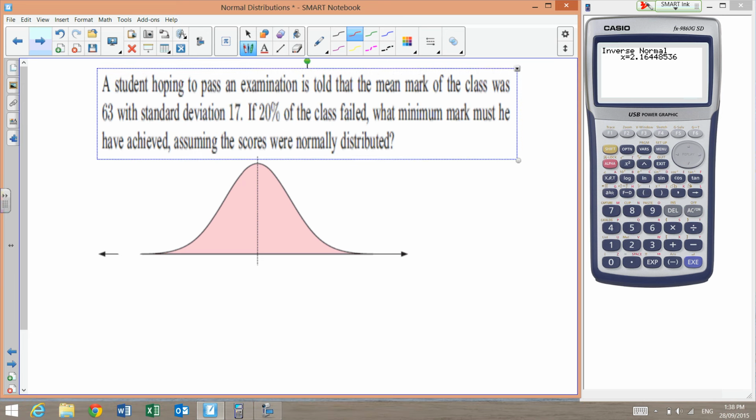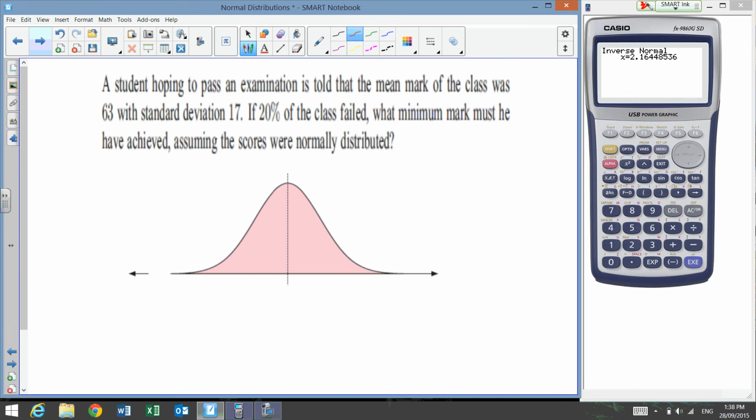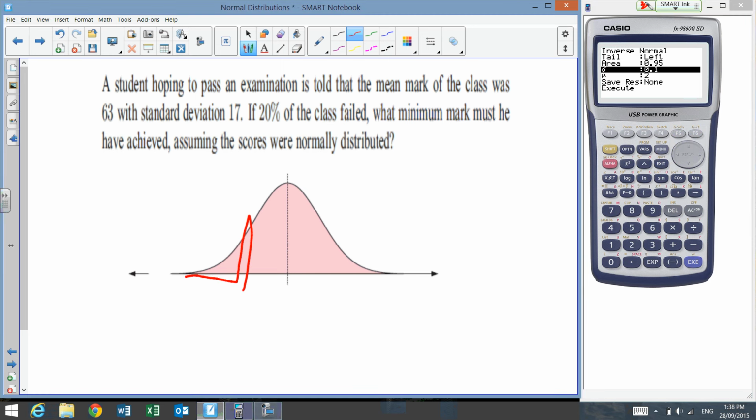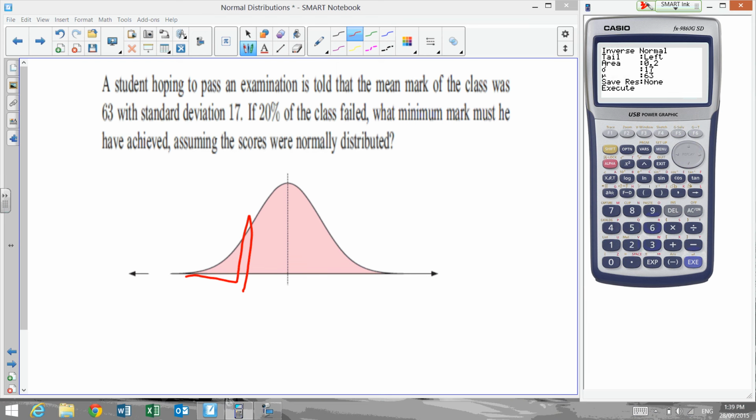And again, another example, a student hoping to pass an examination is told the mean mark of the class was 63 with a standard deviation of 17. 20% of the class failed. What is the minimum mark he must have achieved, assuming the scores are normally distributed? So again, from the left, 20% failed. So that's low scores. So 20%, so 0.2. Oops, sorry, that's the area, 0.2. The standard deviation was 17. And the mean was 63. What mark must you achieve? Score of 48.7, or 49, he must achieve to pass.